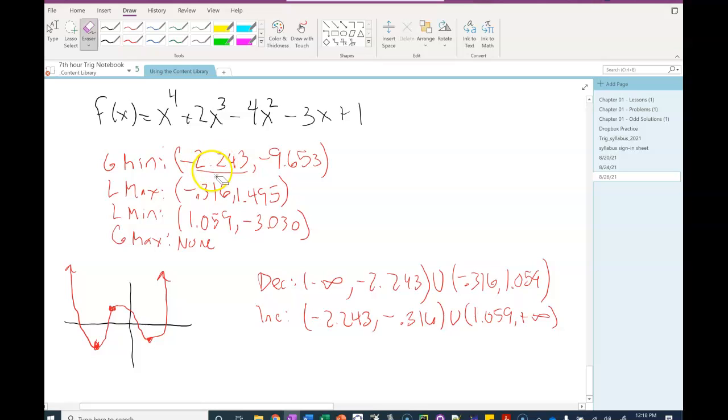And I have written my intervals of increasing and decreasing and sketched a reasonable facsimile of my graph without actually having to do anything with my calculator, right? I just kind of reason things through. The big takeaway here is that these x-coordinates for my extrema are the lower and upper bounds for my intervals of increasing and decreasing. Everybody's okay with that?